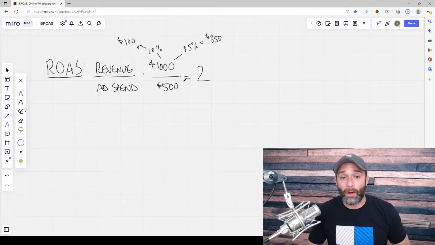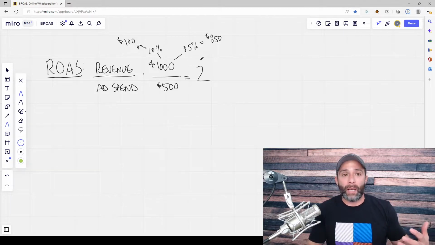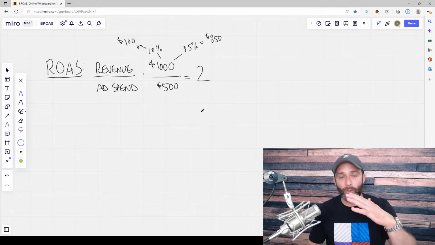And if you can figure that out, then you've essentially turned your business into an ATM, and the ads into an ATM. You spend 500, you make 850. You spend 500, you make 850, right? That's a good thing. Those you scale.